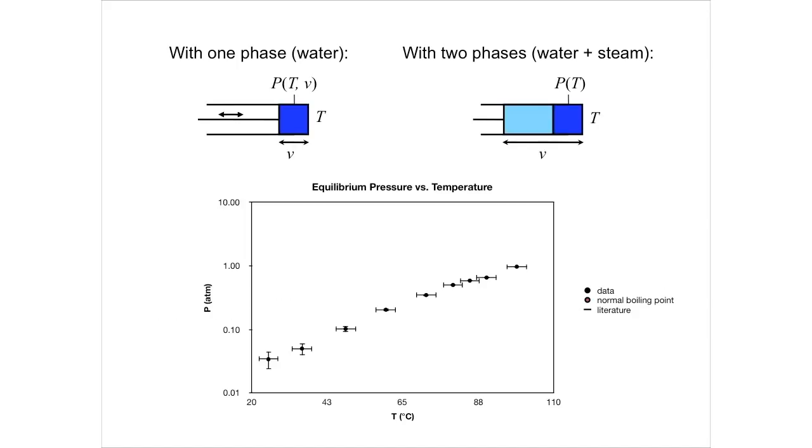Another way to visualize what's happening here is to make a plot of the saturation pressure that we measured versus temperature. After subtracting the hydrostatic contribution of the water, the data looks like this. As you can see, the saturation pressure goes up monotonically with temperature for reasons we'll ultimately explore.